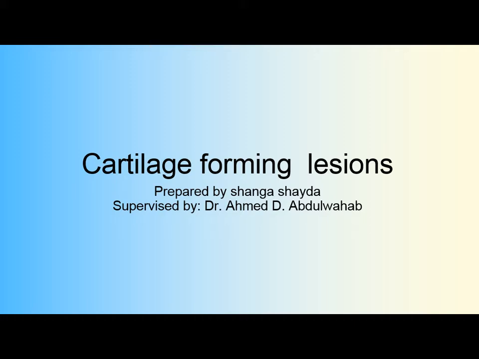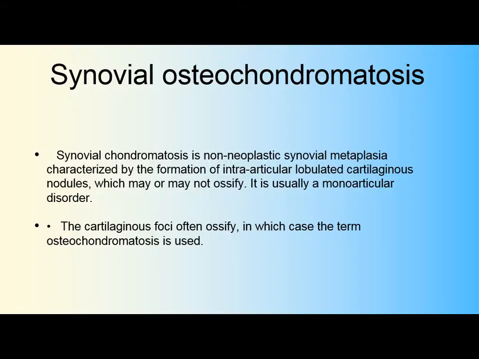Assalamu alaikum. Today I will explain some topics about cartilage forming lesions. Starting with synovial osteochondromatosis. Synovial osteochondromatosis is a non-neoplastic synovial metaplasia characterized by formation of intra-articular lobulated cartilaginous nodules, which may ossify or not. It is usually a monoarticular disorder. When the cartilaginous foci are ossified, it's called osteochondromatosis.